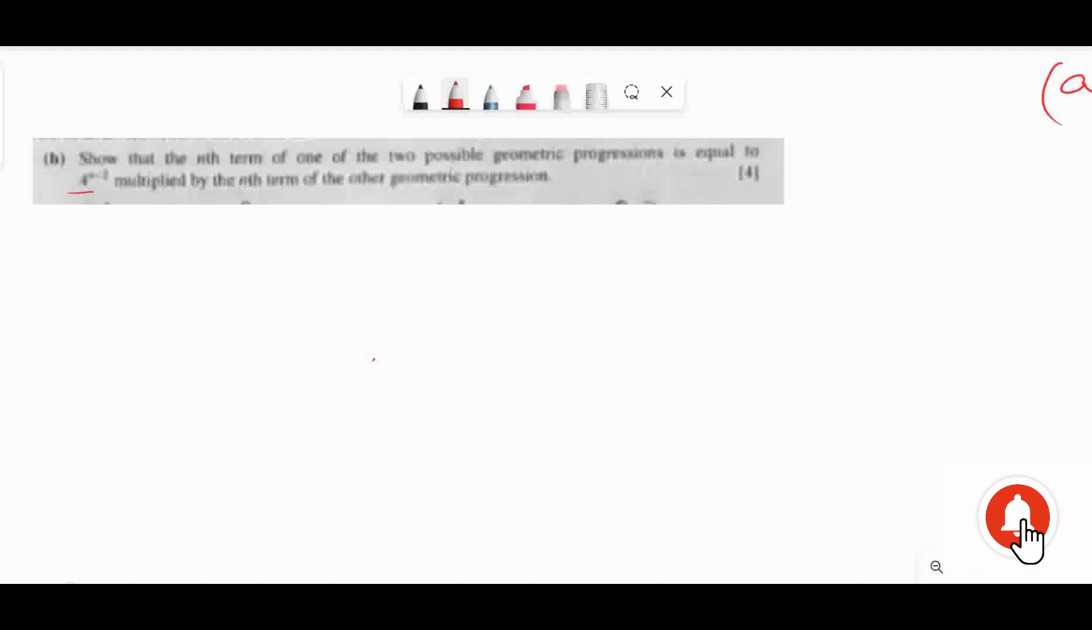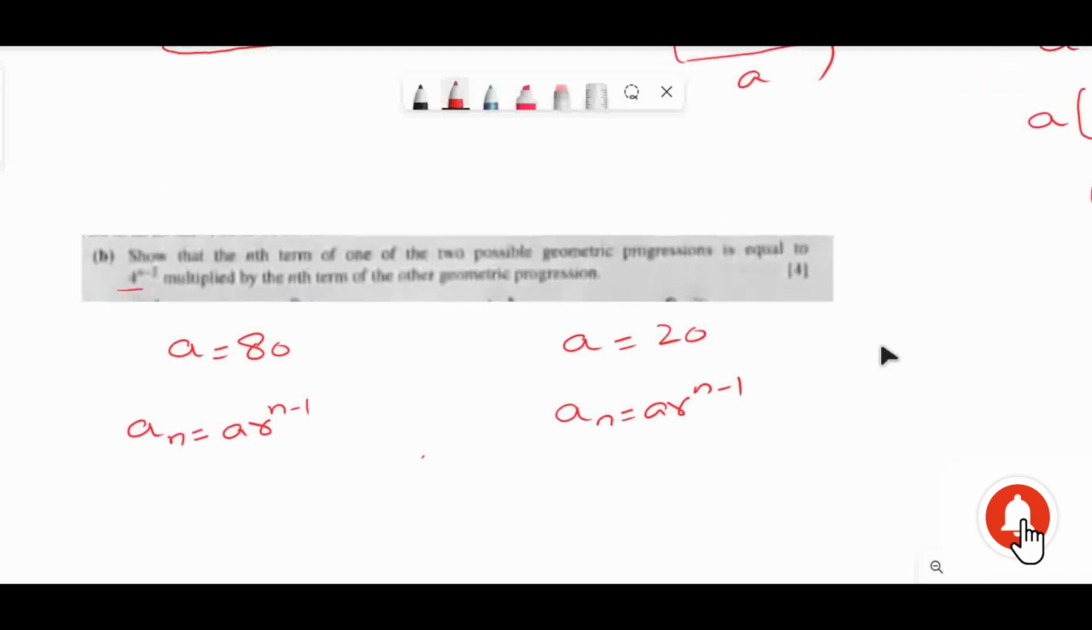As we know, we have two values of a: one is a equals 20 and the other value of a is 80. Now we will use these two values. As we know that it is a geometric progression, the formula for the geometric progression is a_n equals a r to the power n minus 1. This is the formula. We know the value of n, and now we will use it to find the required answer. First of all, let's find out the value of r.